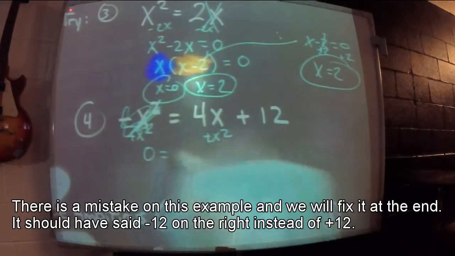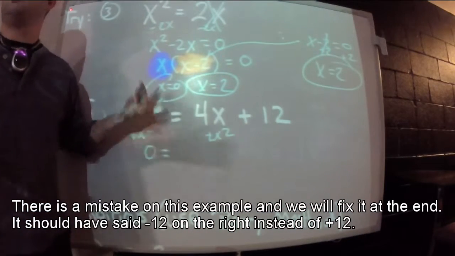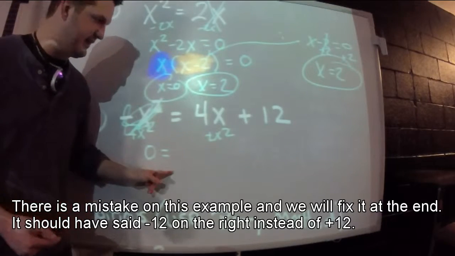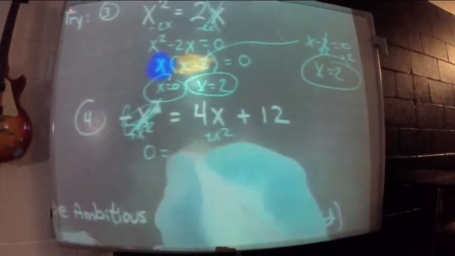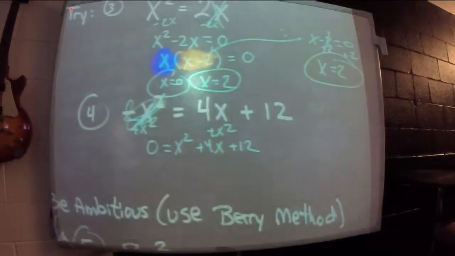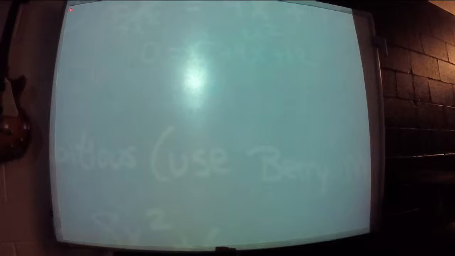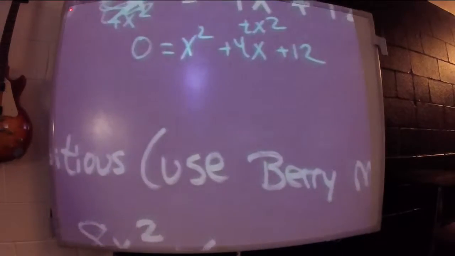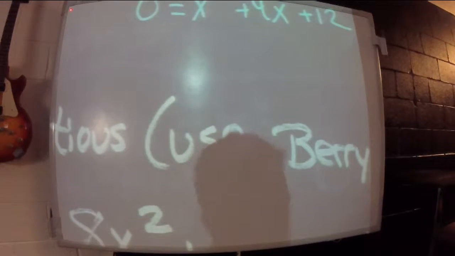So here's 0 equals. When it comes to writing this right side, put the x squared first. So go x squared, 4x, 12. Zoom in on that. Of course, it disappears. Okay, what are we going to do next?